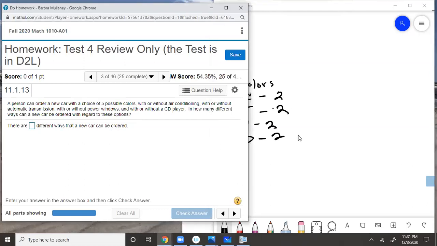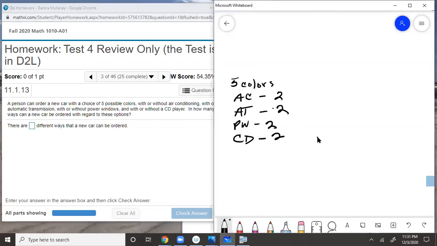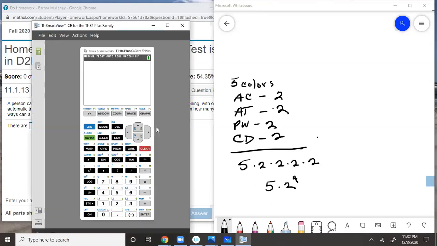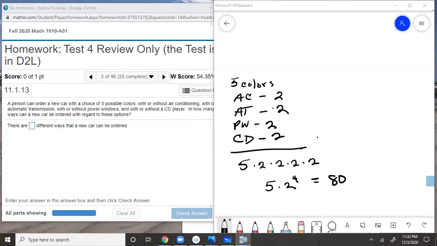So how many different ways can we get a car with the options? It is 5 times 2 times 2 times 2 times 2, or we can punch out 5 times 2 to the 4th power on our calculator. And so we do that by multiplying 5 times 2, raised to the 4th power, and we have 80. So there's 80 possible combinations of ordering a car with these options.